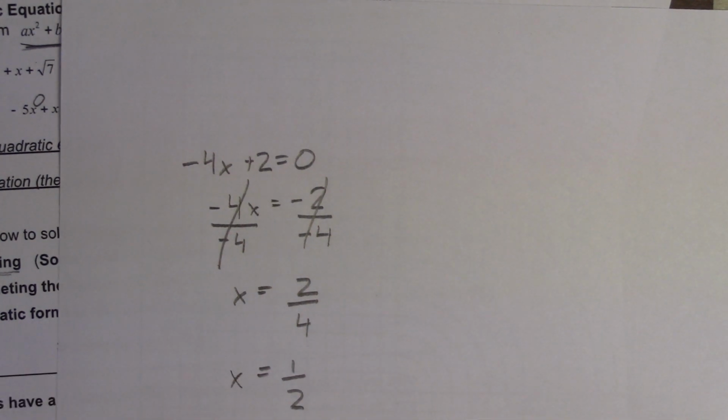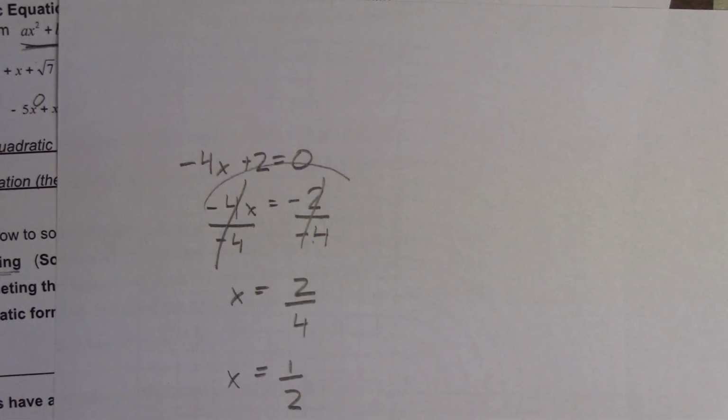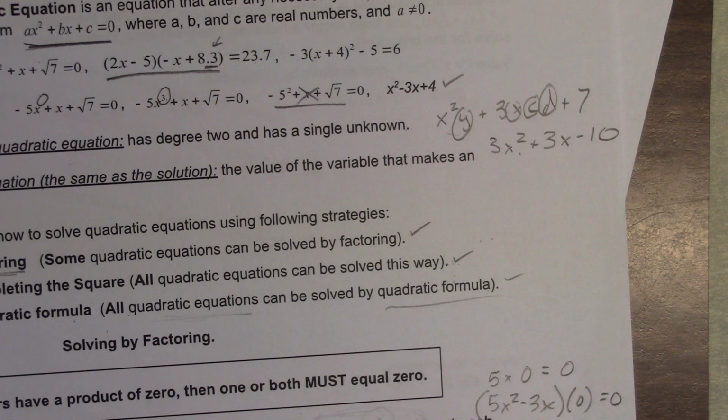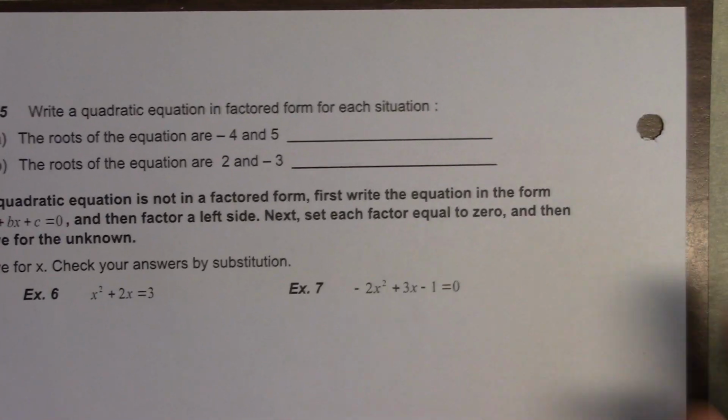Does that make sense? I'm not moving the 4 over, I'm dividing by -4. Okay? All right, any other questions with those? This was the easy stuff, hopefully. It's going to get harder.